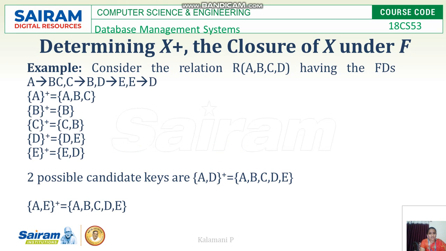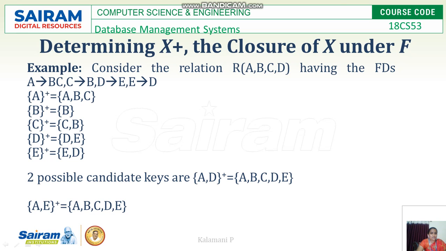So, for example, here is the relation, the same example, where we are determining X plus, the closure of X under F. We have the relation R with the attributes A, B, C, D, E, having the functional dependencies A defines B, C defines B, D defines E and E defines D. We will take each and every attribute one by one. First A: we are finding A plus according to that rule, A defines A itself, and also A defines B and C. So, A, B, C. Then there is no other way it is defined. Then B: B defines nothing here. So, B plus is equal to B itself. If we take C, C defines B, but nothing else. So, C plus is equal to C, B. And if we take D, D defines E. So, D plus is equal to D, E. And if we take E, E defines D, so E plus is equal to E, D.